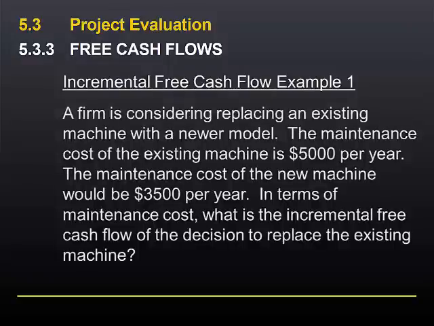A firm is considering replacing an existing machine with a newer model. The maintenance cost of the existing machine is $5,000 per year. The maintenance cost of the new machine would be $3,500 per year. In terms of the maintenance cost, what is the incremental free cash flow of the decision to replace the existing machine? The answer is positive $1,500. If we make this decision to replace the machine, then in terms of maintenance costs, we are better off by $1,500. So that's a positive incremental cash flow.